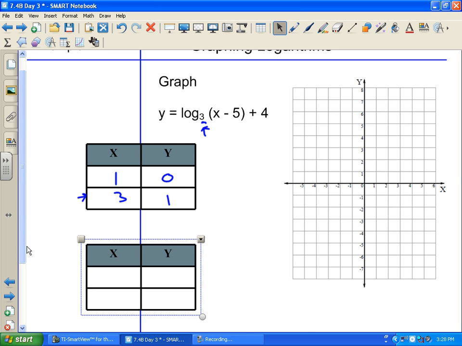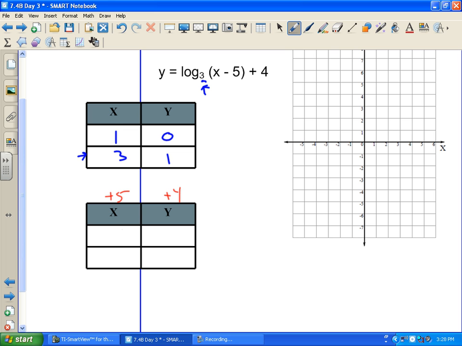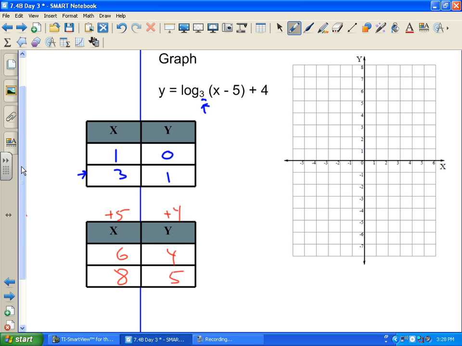Opposite x: plus 5. Same y: plus 4. 1 plus 5 is 6. 3 plus 5 is 8. Changes in y: 0 plus 4 is 4. 1 plus 4 is 5. Watch your points. 6, 4, and 8, 5.